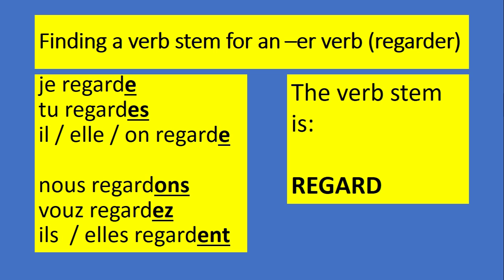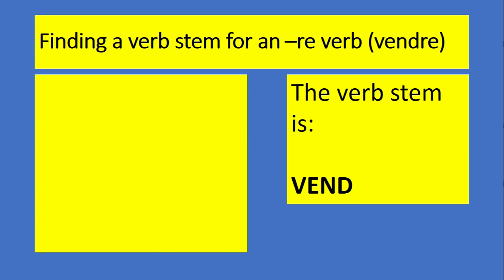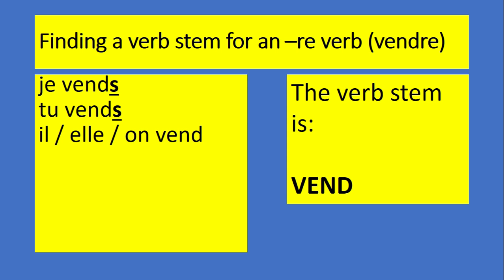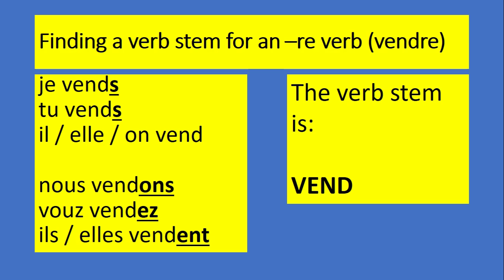A cheat's method for the ER verb is just take off the ER. You've got the stem that way as well. But that doesn't work for all verbs. RE verbs. Here's the present tense of an RE verb, like vendre, to sell. Je vends, tu vends, il vend. Nous vendons, vous vendez, ils vendent. Go to the nous form, take off the ONS, you're left with vend, V-E-N-D, that's the stem. Add the imperfect endings onto that stem, that's the imperfect tense. A cheat's method for an RE verb, take off the RE, you've got the stem. So actually that means for the ER and the RE verbs, you can quickly get to the verb stem just by taking off the infinitive ending, the ER or the RE.